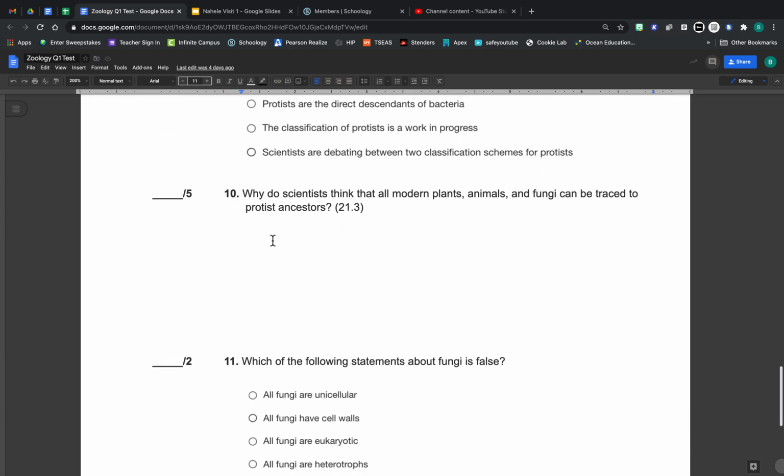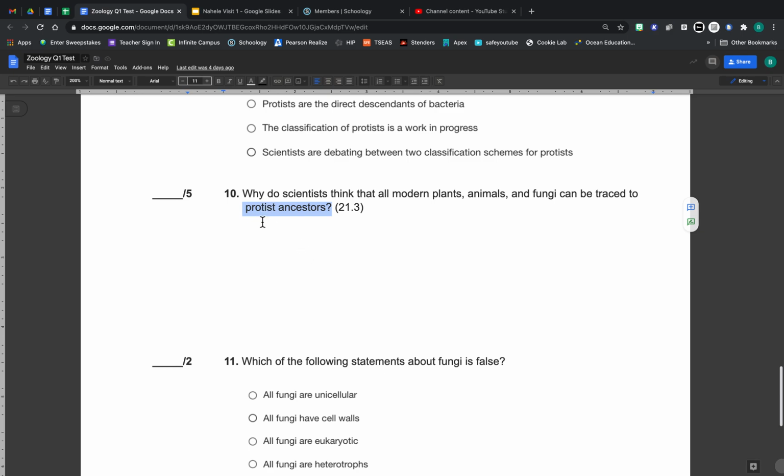And then this one: why do we think that all modern plants, animals, and fungi can be traced back to protist ancestors? What I was looking for here is actual pieces of evidence. The evidence is that protists appear in the fossil record before any members of the plant, animal, or fungi kingdoms. And additionally, looking at the genomes, their DNA, we're beginning to identify likely ancestral lines among the protists. So those are the two big important pieces of information that I was looking for.